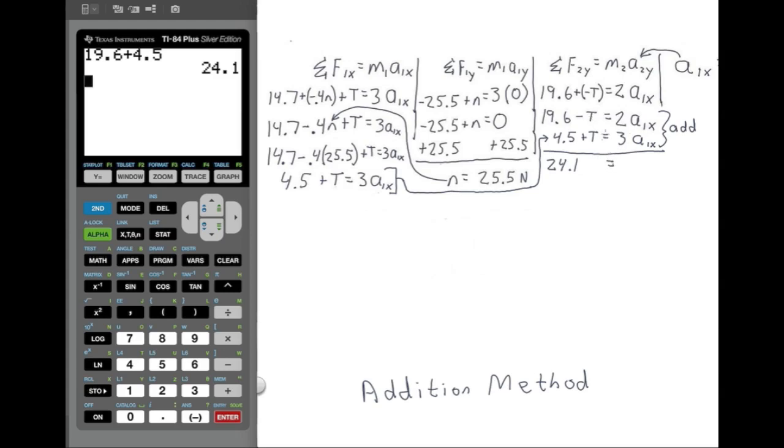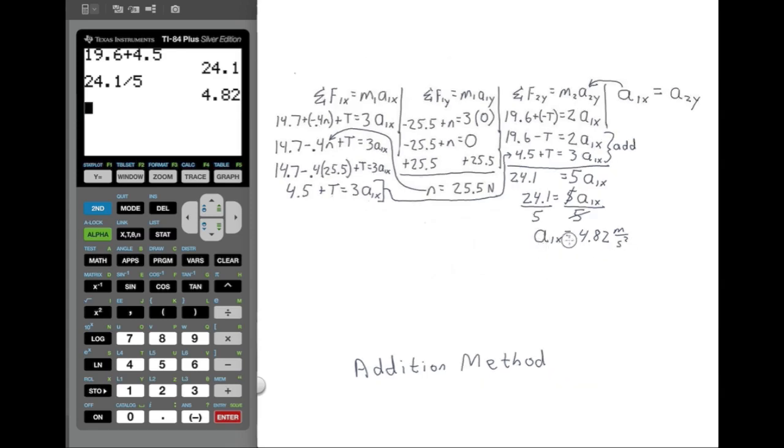Again, the t terms have canceled, so here we simply have 2a sub 1x plus 3a sub 1x, which comes to 5a sub 1x. Now we solve this equation for a sub 1x by dividing both sides of the equation by 5. 24.1 divided by 5 is 4.82. So we get a sub 1x equals 4.82. Remember to put the units in meters per second squared.